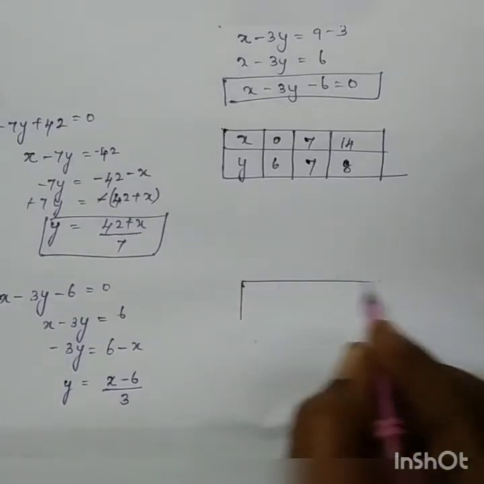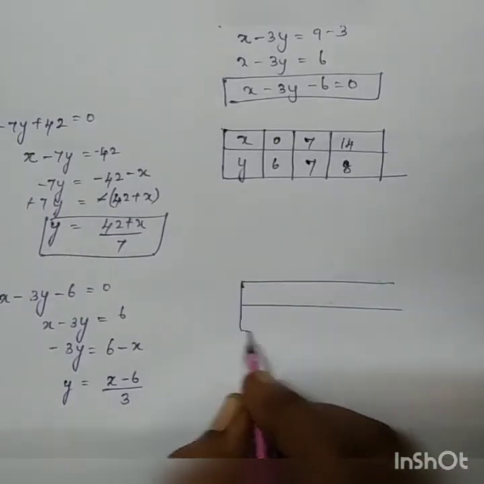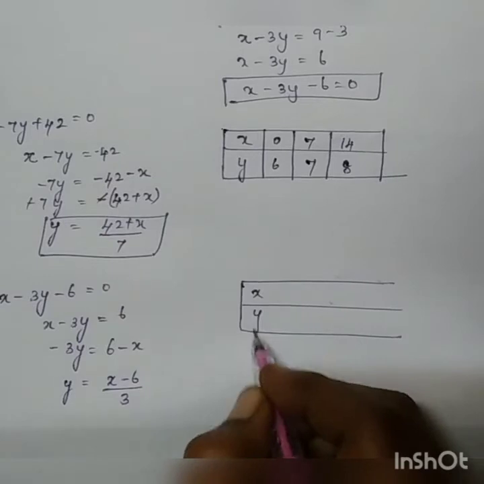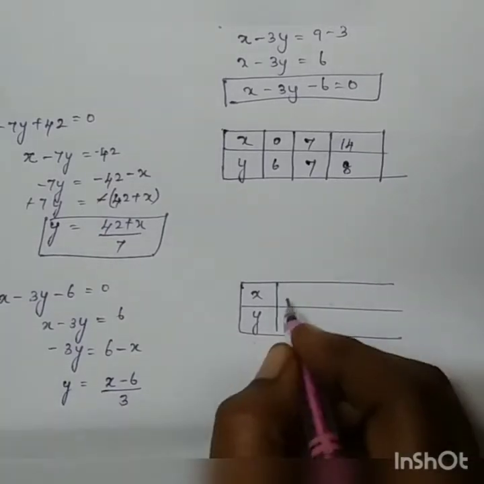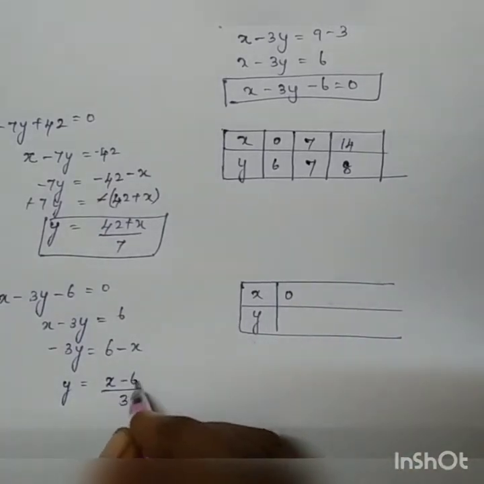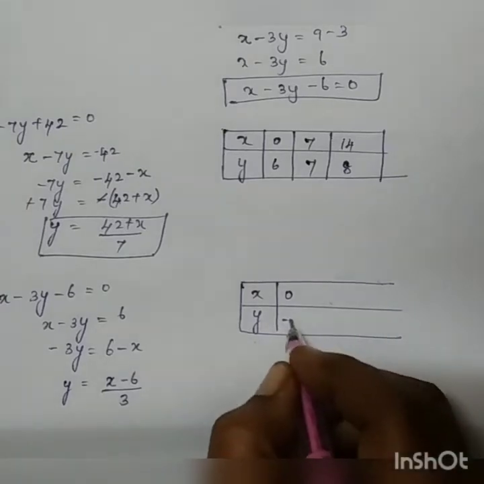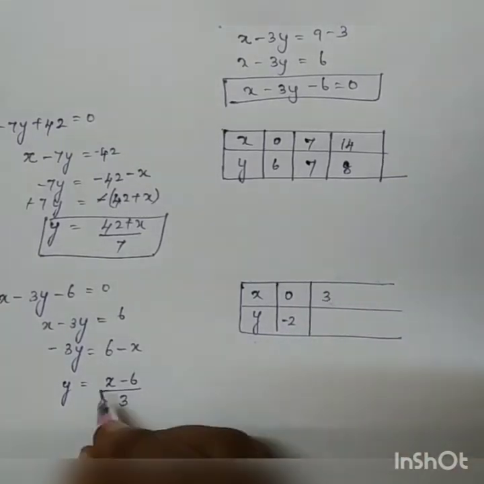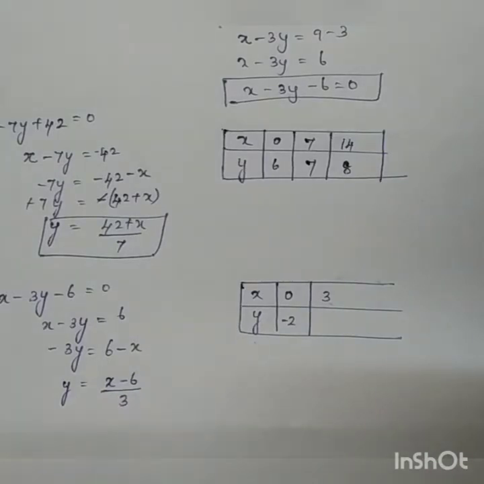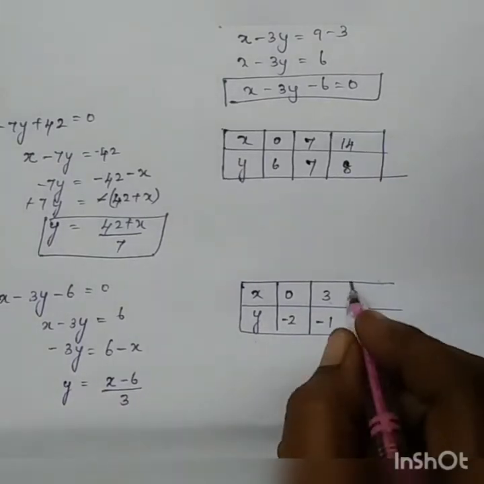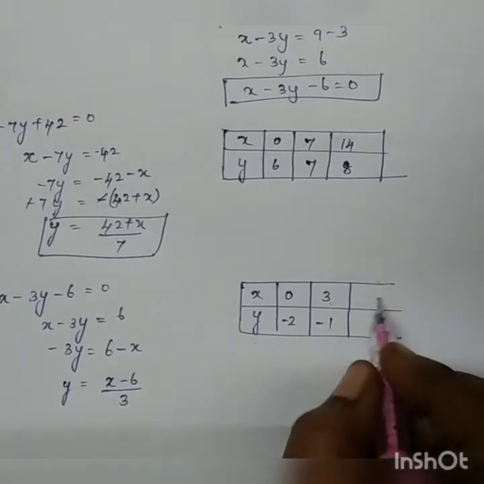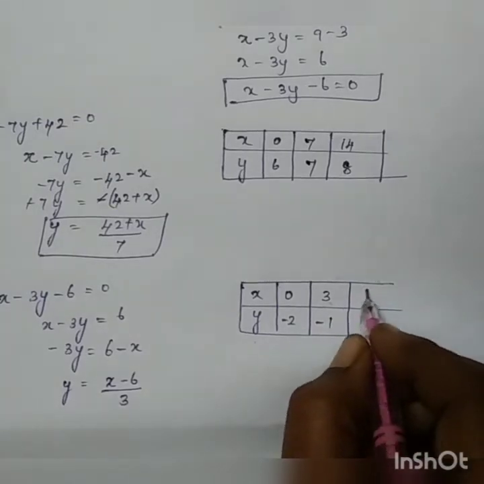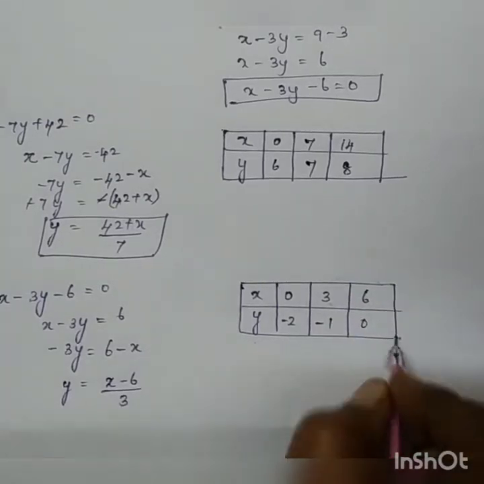Now make a tabular column: x values, y values. Give x is equal to 0. If I give 0, then minus 6 by 3 is equal to minus 2. Now give x is equal to 3. So 3 minus 6 divided by 3 is minus 1. Now give the value 6 there. So 6 minus 6 by 3 is 0. Now we got the values.